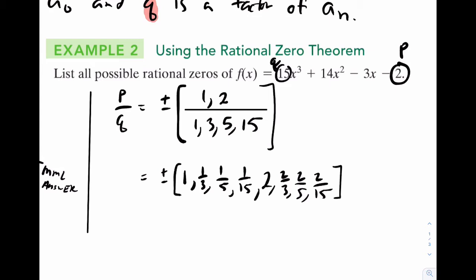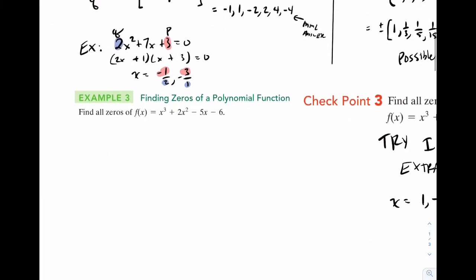And that's it. Now remember, for MyMathLab, it might ask you to write these out. And if it does, there's no problem. Just make sure you type it out. But for a quiz, you could leave it like that. And this, again, represents possible rational zeros. Again, what's possible?